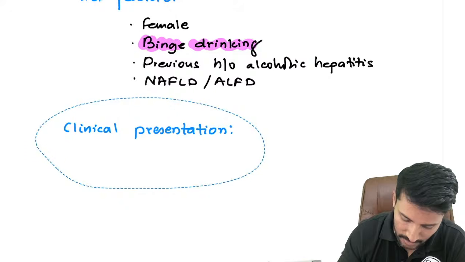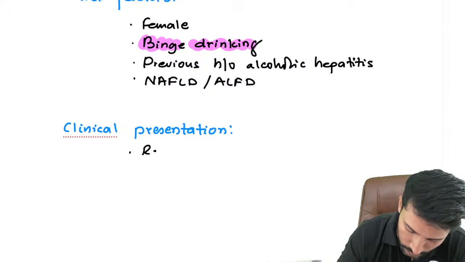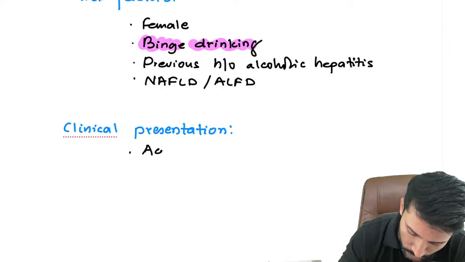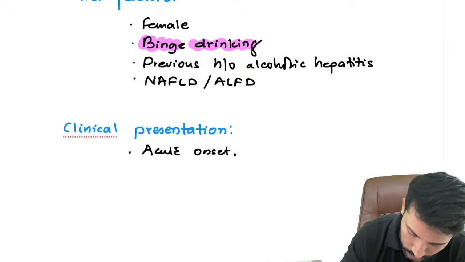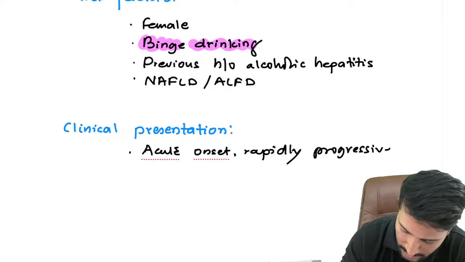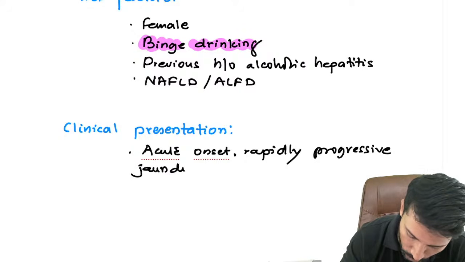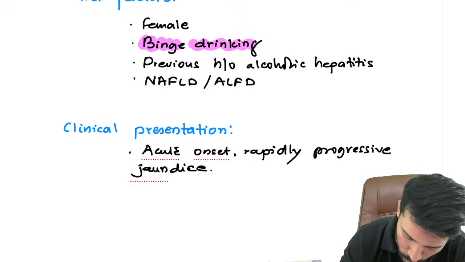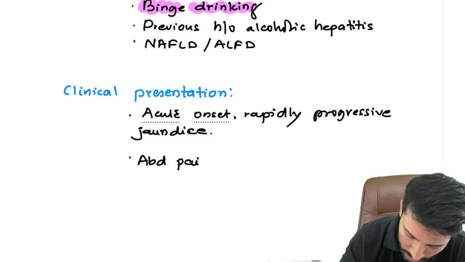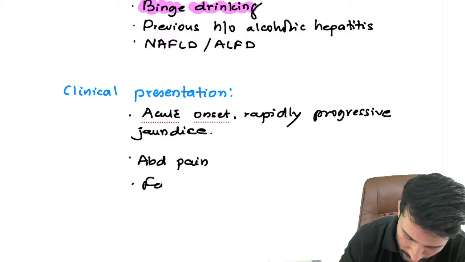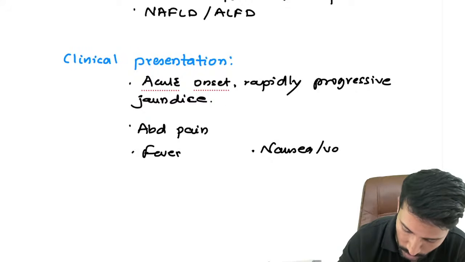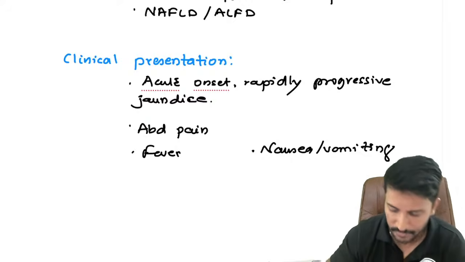Now, how do these patients present? They will present with acute onset rapidly progressive jaundice. Remember, alcoholic hepatitis is an acute condition, so they present with acute onset rapidly progressive jaundice. Apart from that, because it is an acute hepatitis, they can have abdominal pain, they can have some degree of fever, and as usual, whenever we have hepatitis, they can have nausea or vomiting. These are relatively non-specific symptoms.